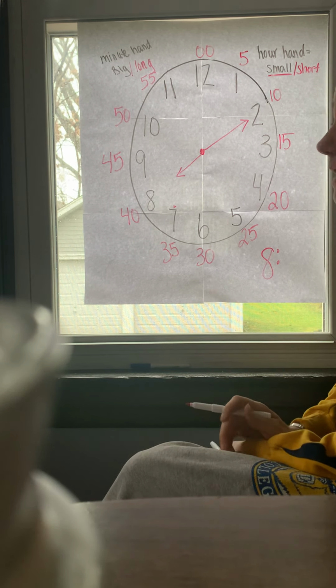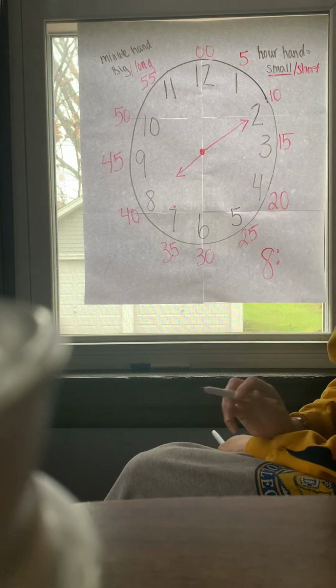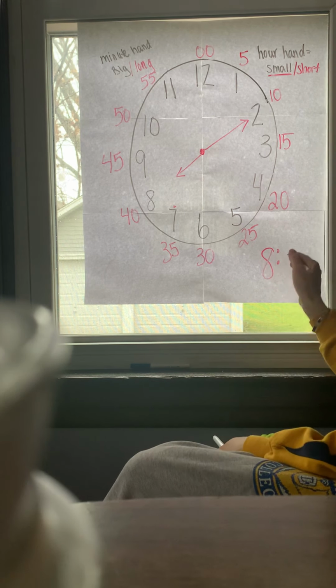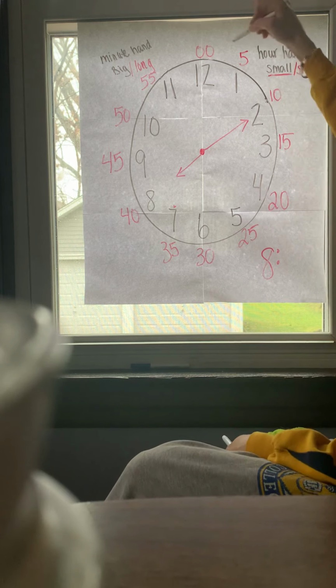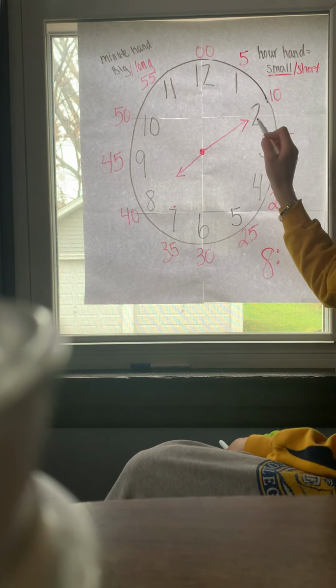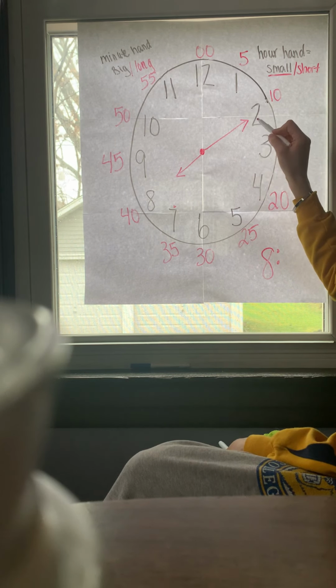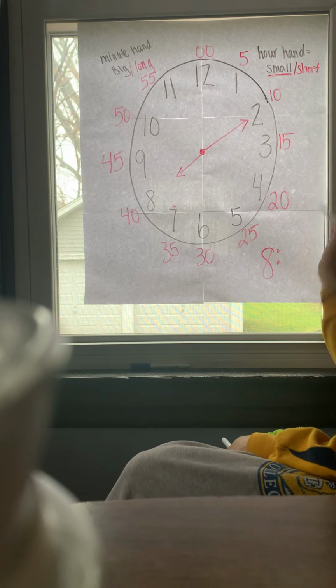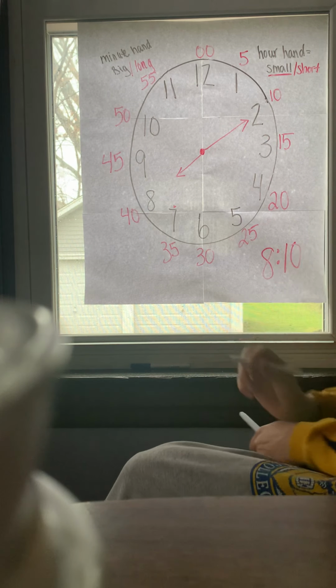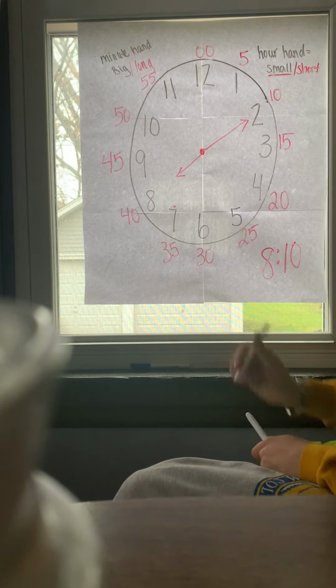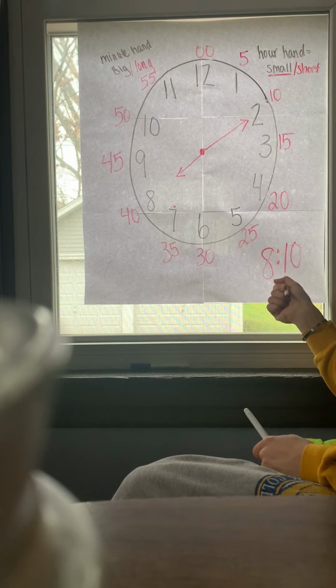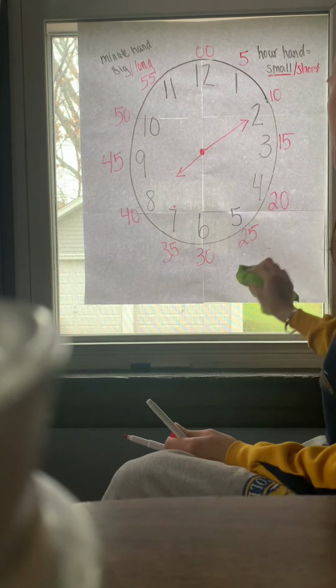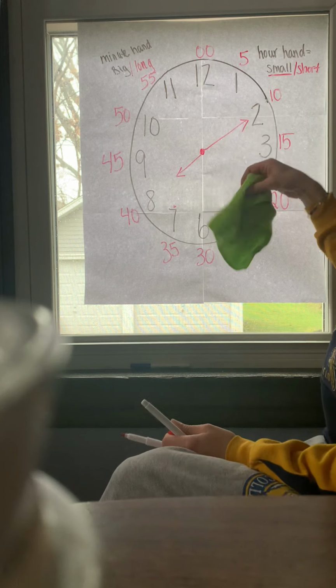The minute hand is pointing to the 2, but we don't write 8, 2. We use the numbers on the outside. So since it's pointing to the 2, we know that that is 10 minutes. So right now the time on my clock is 8:10. Let's do another one.